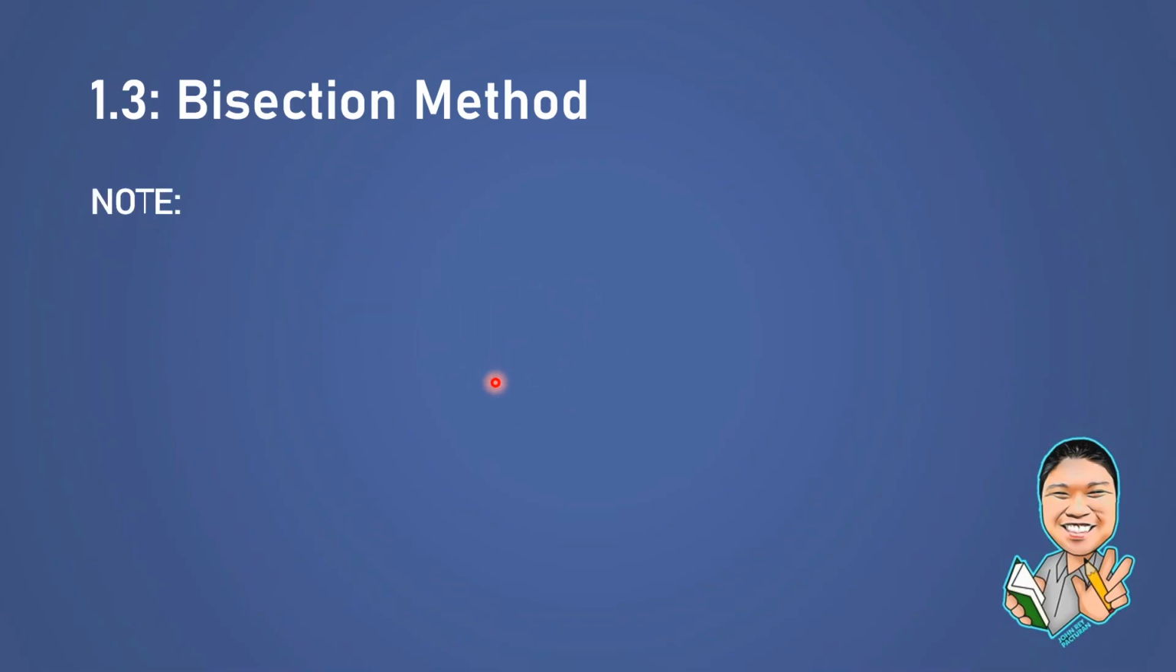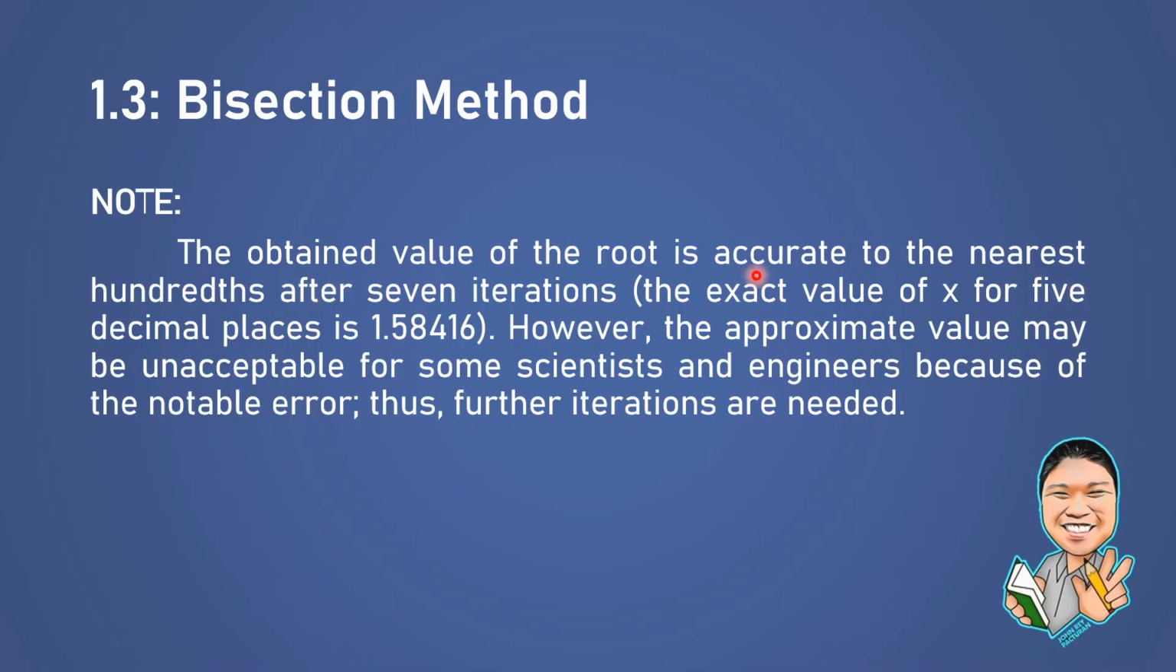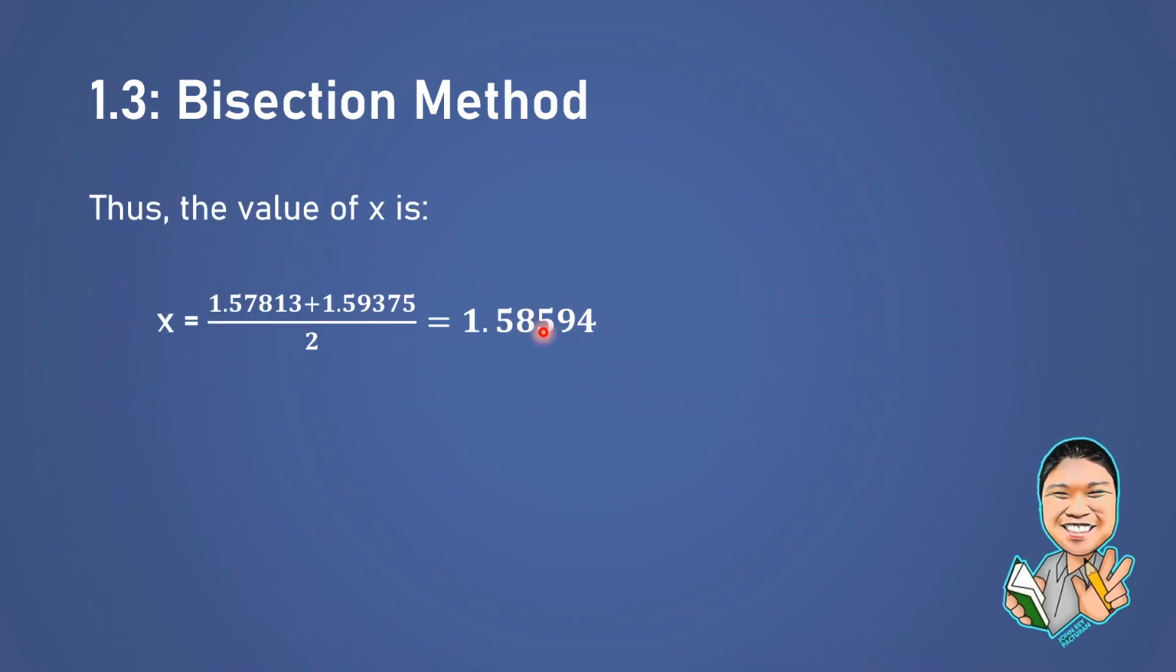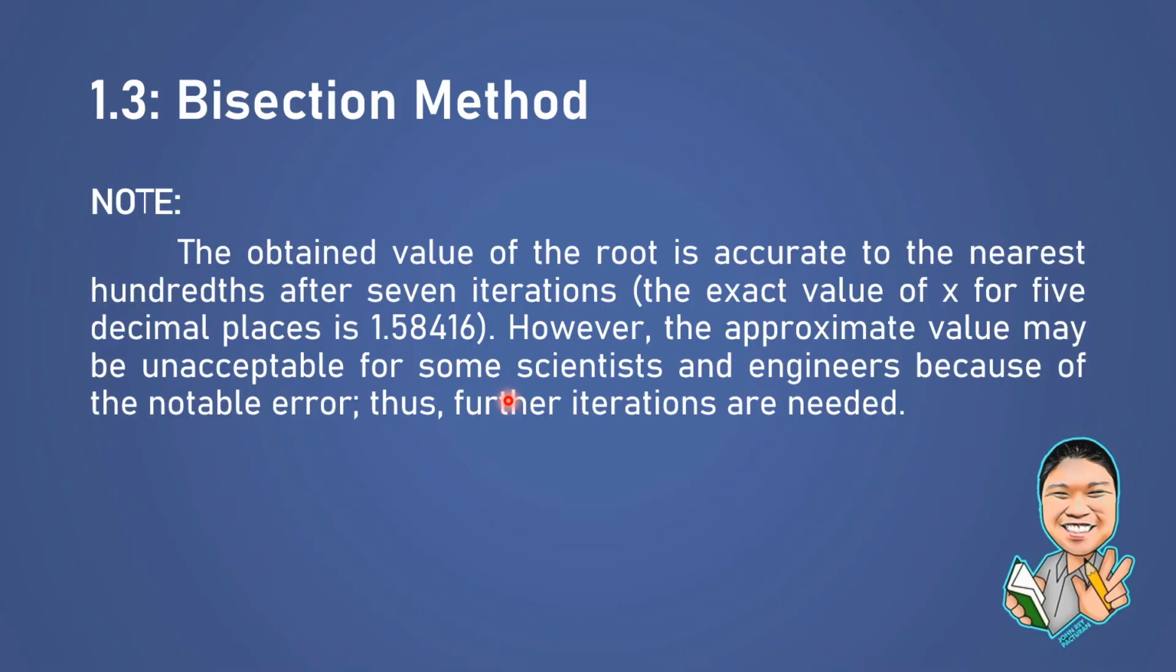Gusto ko lang i-point out na the obtained value of the root is the nearest hundredths after 7th iteration. Kung gagamit ka ng mga high-powered calculator or kung gagawin mo to accurately, ako nag-e-excel ako, pero hindi na natin yun scope kasi complicated din yun. Kung gagamitin mo ang exact approach, ang sagot niyan is 1.58416. Ulitin ko, ang tamang sagot dyan is 1.58416. Remember na ang method natin is an approximation lang. Ito yung root, 1.58594. Ang correct answer is 1.58416. Okay na, at least na-approximate natin.